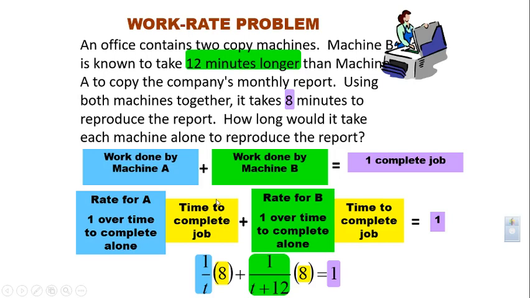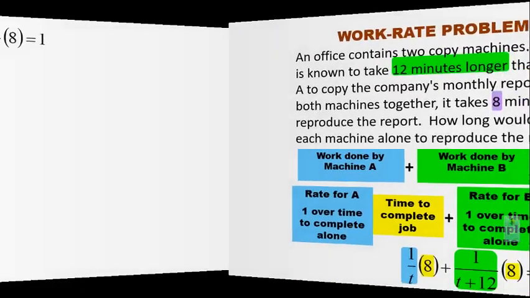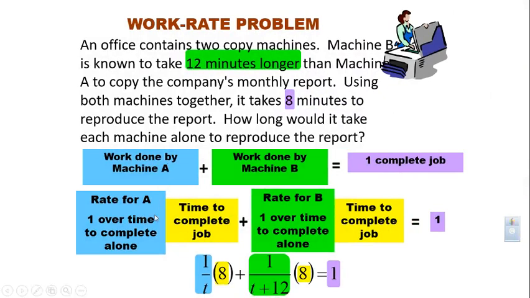Oh, pardon me. Let me repeat that. Machine A takes t minutes to complete the job, and machine B takes t plus 12 minutes to complete the job. And what we do is we multiply the time it takes to complete the job alone by the time it takes to complete the job together in both cases, and that should add up to be 1.